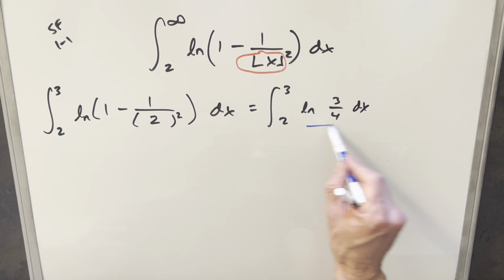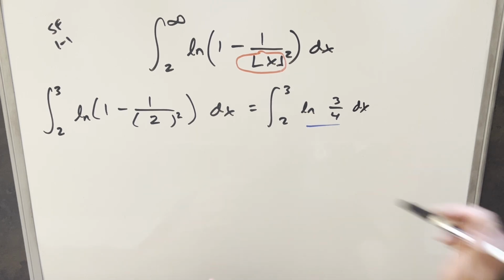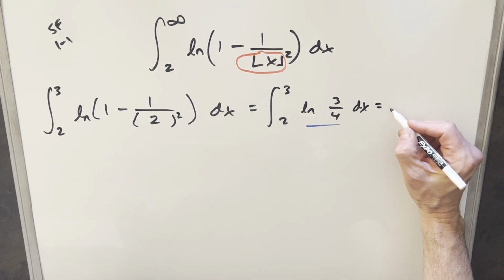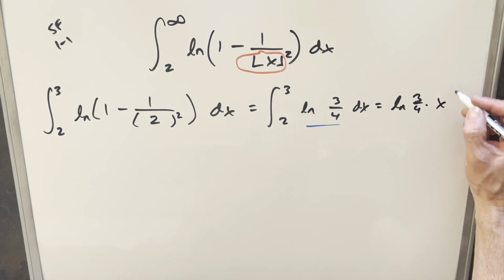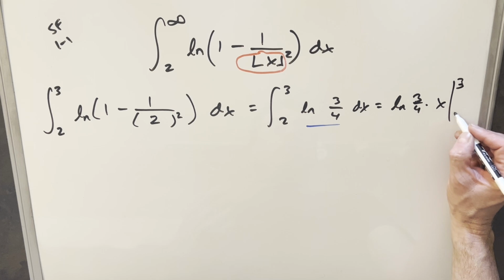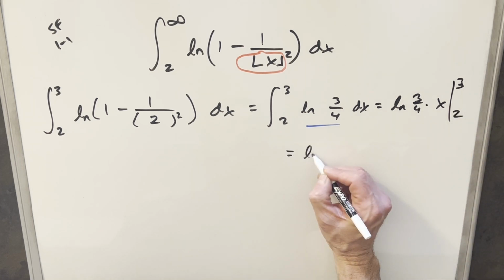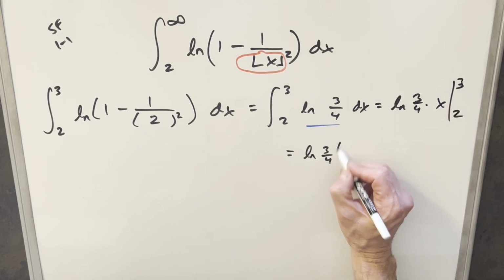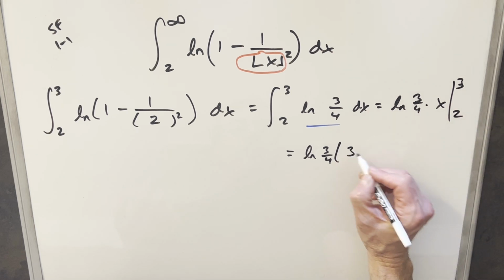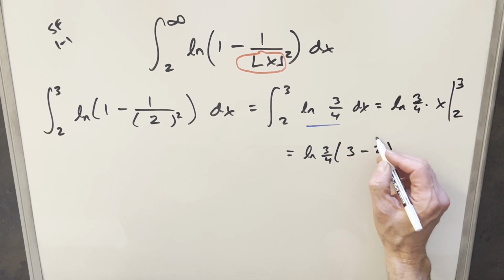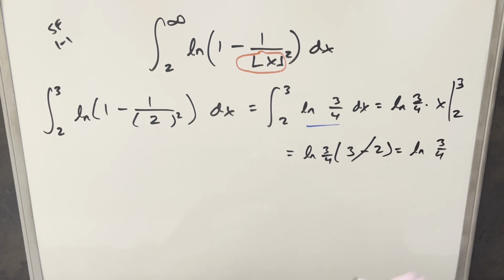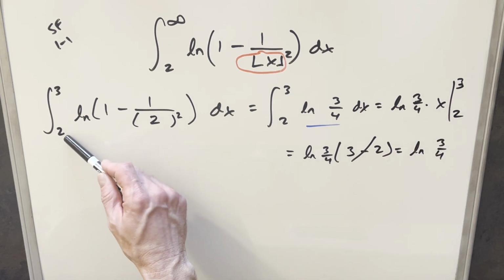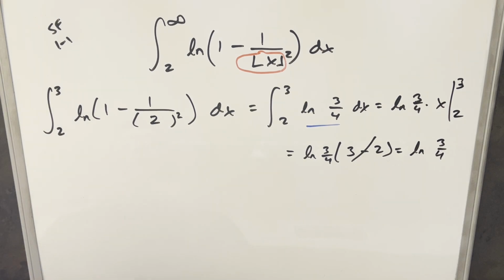But now this is just a constant value, so we can bring it out front of the integral. We integrate this and we have natural log 3 over 4, and integrating 1 we just get x, evaluated from 2 to 3. Plugging in our bounds, we get 3 minus 2, but this is just 1. So this whole thing is just natural log of 3 over 4. But this answer just gets us from 2 to 3. We have to do the same thing from 3 to 4 and 4 to 5 all the way to infinity.